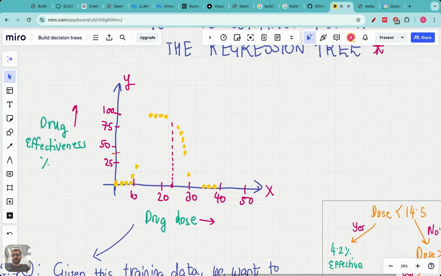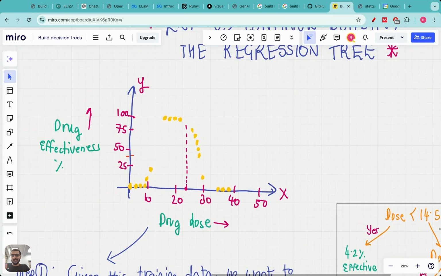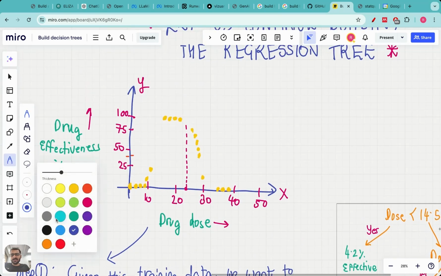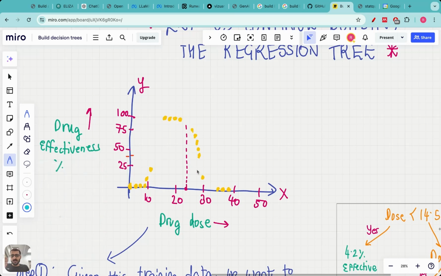So, we are looking at this particular problem where we have collected data from patients. We have the drug dose on the x axis, and based on the drug dose, we have to predict the drug effectiveness percentage. That's the problem which we are trying to solve.